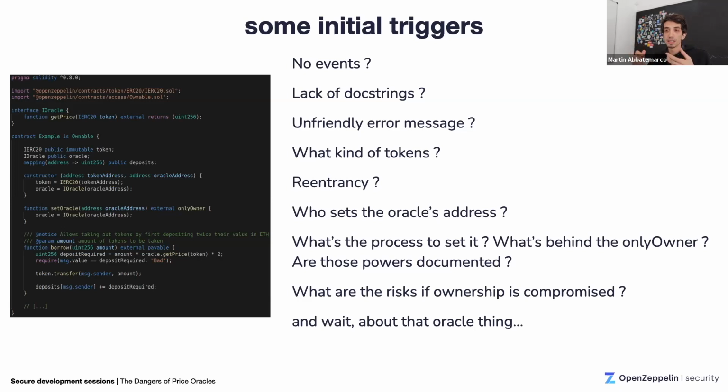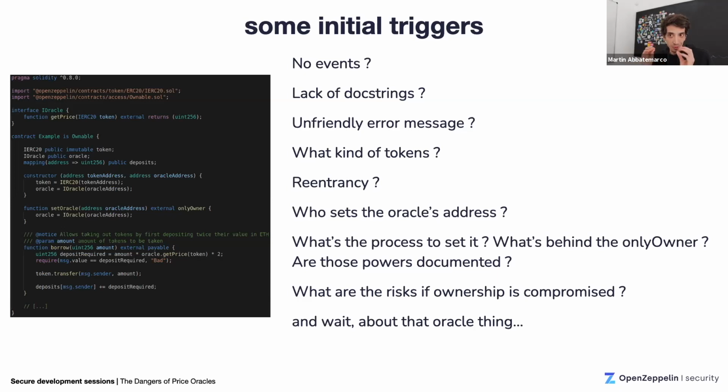And then we see the set oracle function, so somebody is probably allowed to set that oracle address. Who's that? And what's the process to set it, right? Again, you may have joined the access control session, and we cover lots of strategies to that kind of thing. So we can start asking things about what's behind that onlyOwner. What are those powers? Are those documented? What happens if ownership of the contract gets compromised, and so on, right?